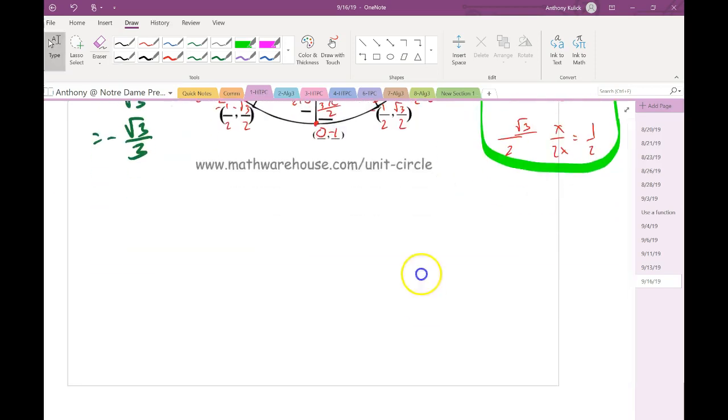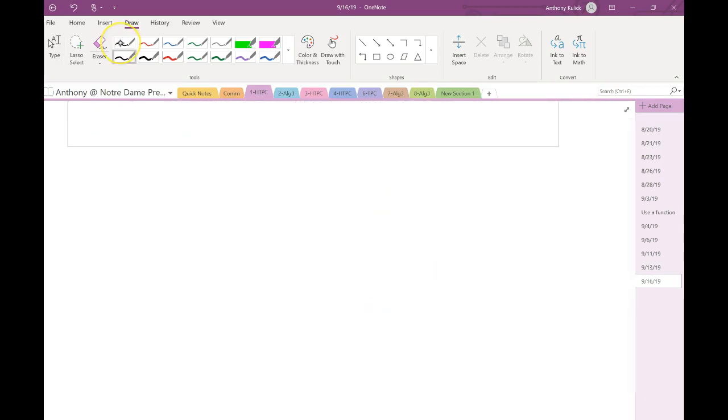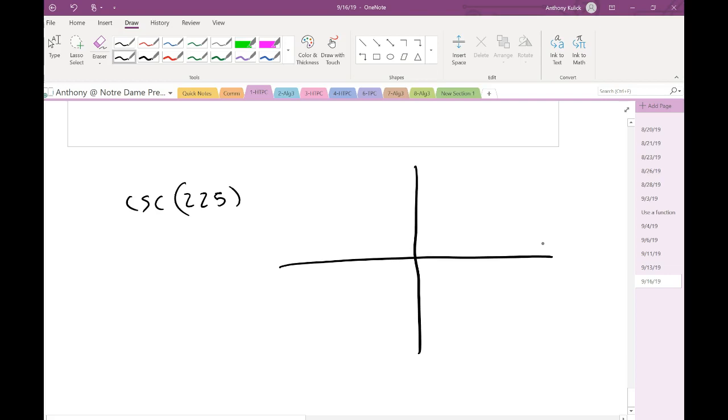So, the unit circle is all well and good, right? If I want, say, cosecant of, say, 225, if you don't want to mess around with the unit circle, you can do this just like we did on the previous example. So we can start by drawing in our 225 degree angle. So 90, 180, and then 45 more makes that 225.